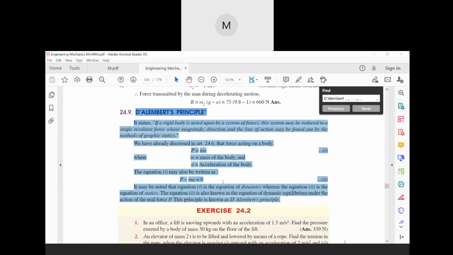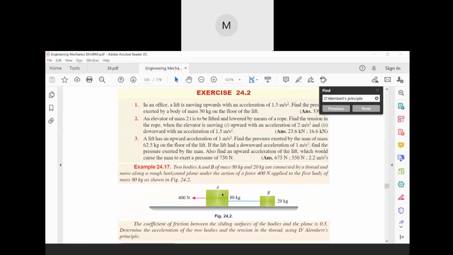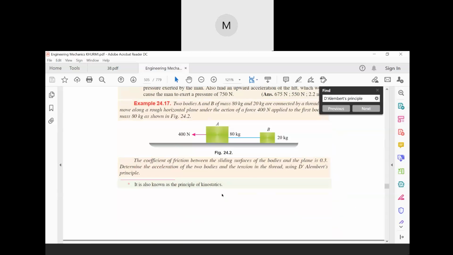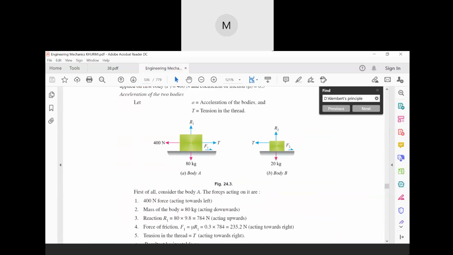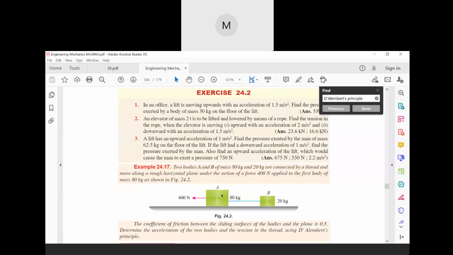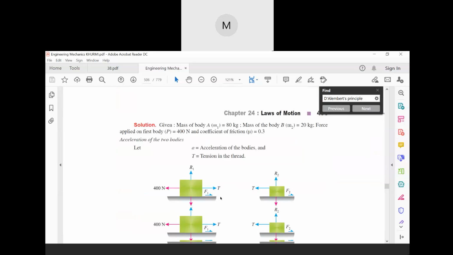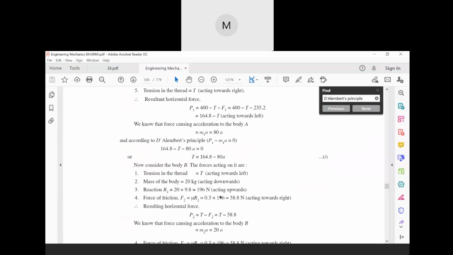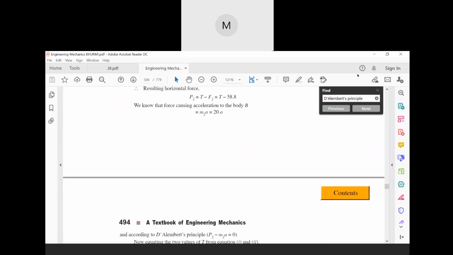Okay. So after that, we'll solve certain numericals from the next class.